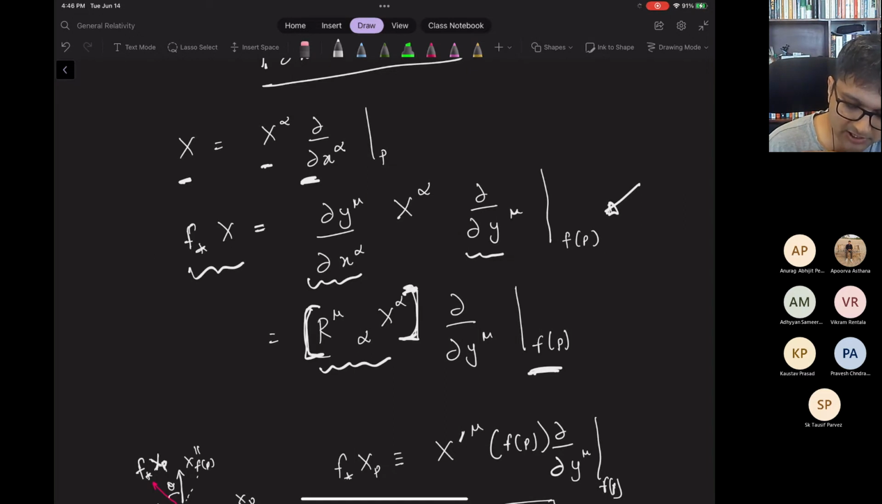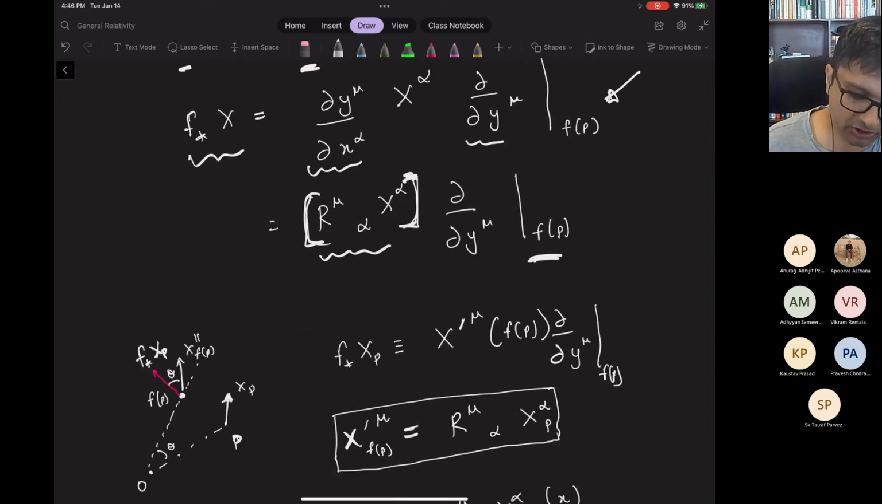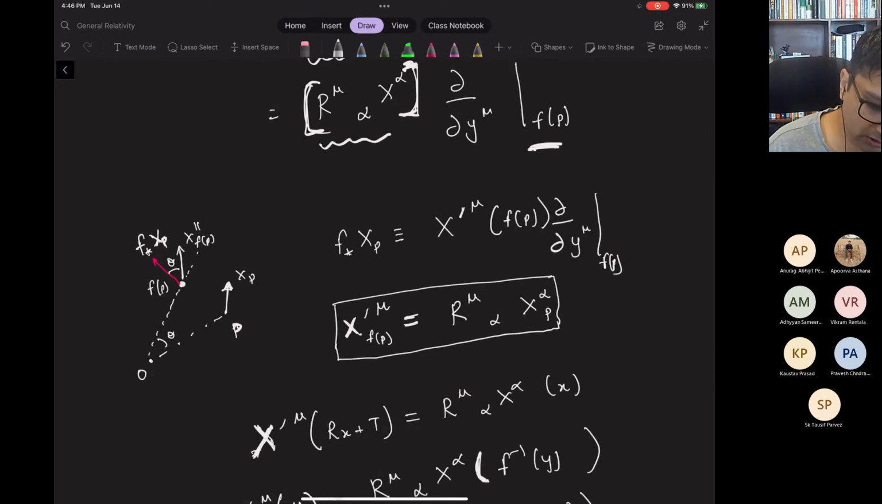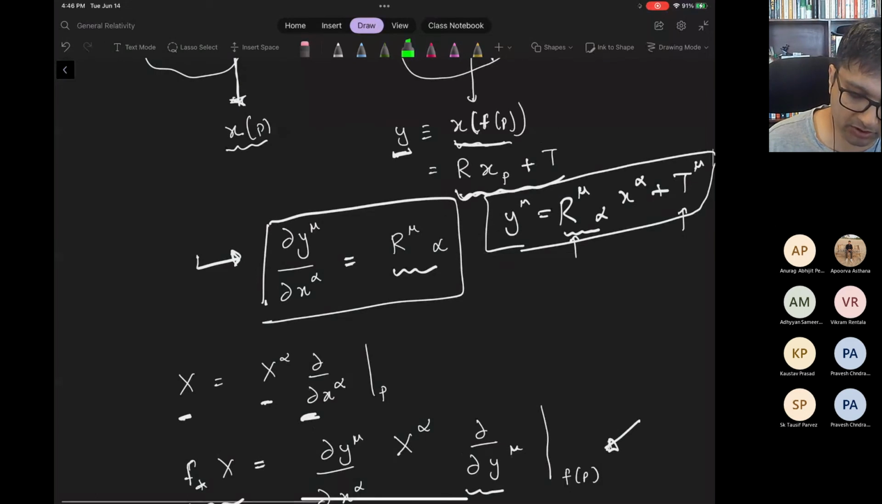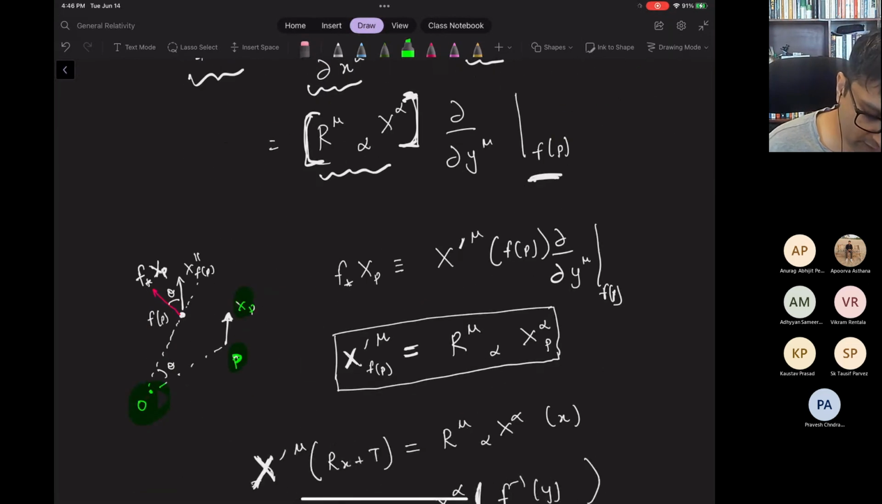But let's try to understand it using pictures. Let me just use a highlighter. So here's an origin, and here is a point P, and this is the vector x at the point P. And now what we have done is we have performed a rotation. Let's assume we've just performed a rotation, so t is 0. The point P is rotated to the point f of P over here by some rotation matrix, which rotates you by an angle theta.